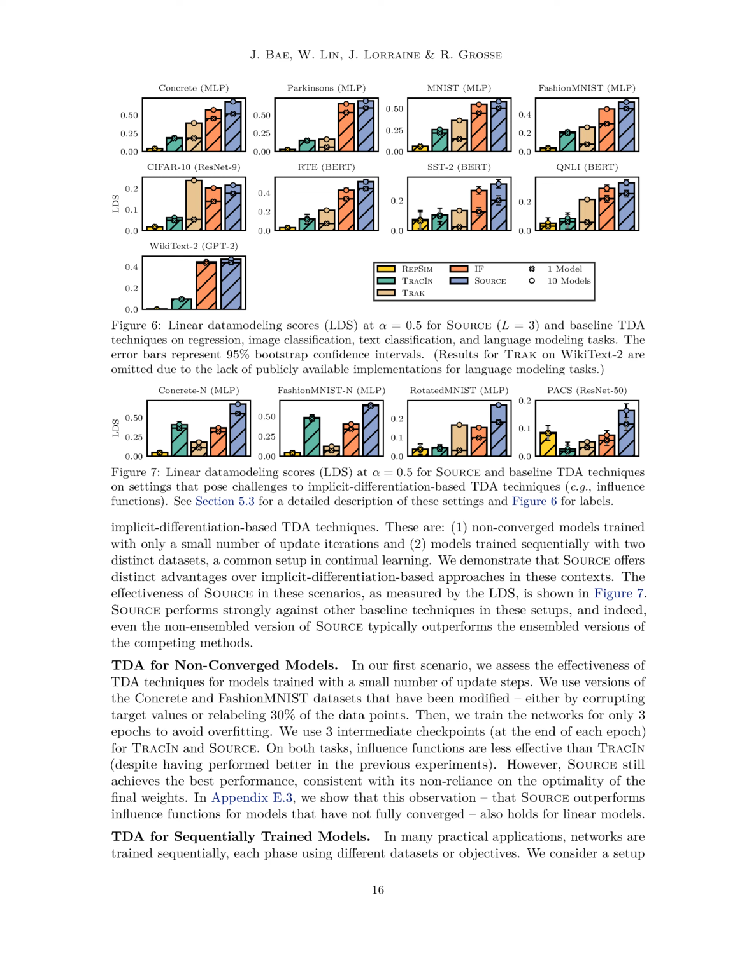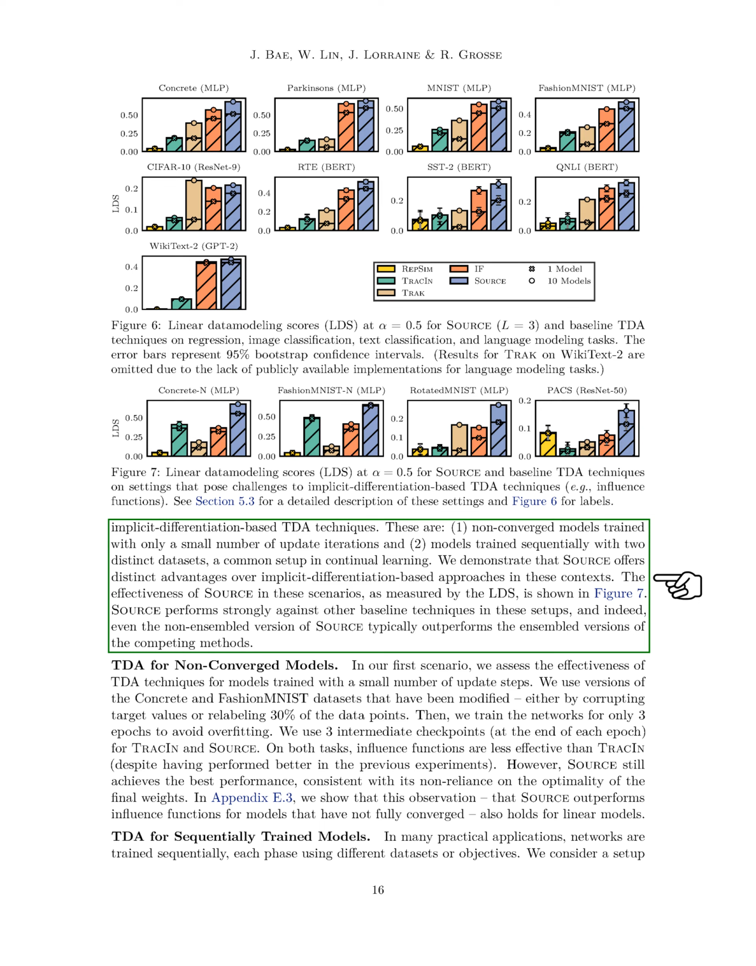Our experiments cover various machine learning tasks like regression, image classification, text classification, and language modeling, comparing Source against RepSim, TRAC-IN, TRAK, and influence functions, IF, with the EK-FAC approximation, showcasing Source's superior performance in most cases, especially in scenarios where implicit differentiation-based methods face challenges.